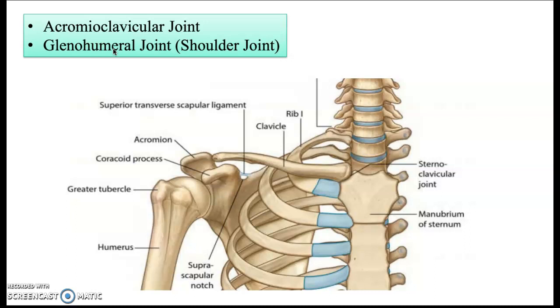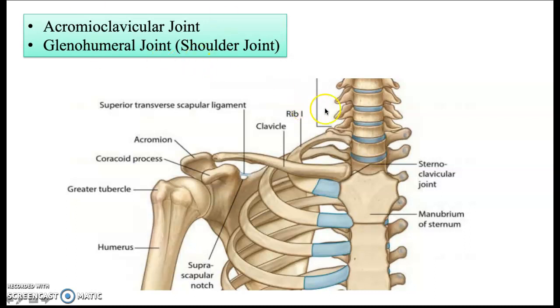For example, if you look at the bones of the forearm, there are two bones there, the radius and ulna, right? Now, radius and ulna are joined together by an interosseous membrane, which is a fibrous structure. That's why it is classified as a fibrous joint.